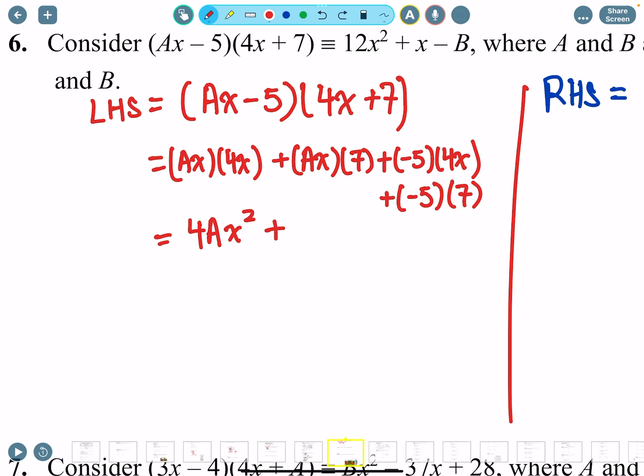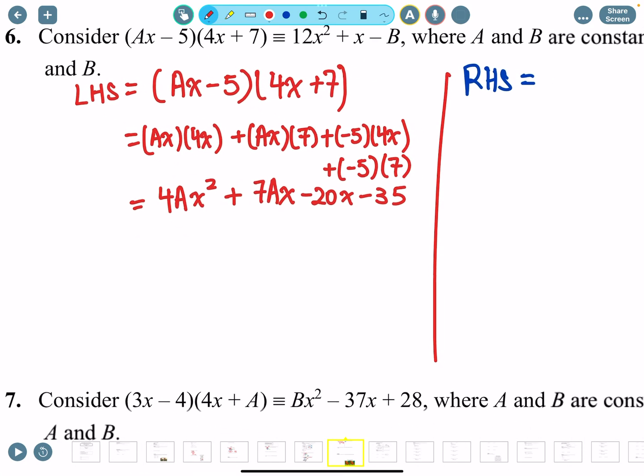Plus, same thing here. So all these three are different things. 7AX. Negative 5 and 4 can be combined together. Negative 5 times 4 is negative 20 with an x next to it. Negative 5 times 7 is negative 35. All right, check if you can further combine stuff. Ooh, this is a difficult question.